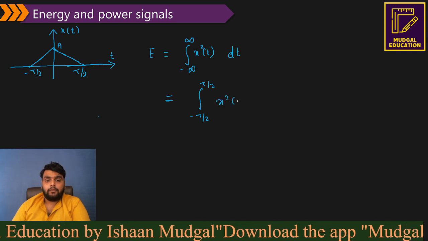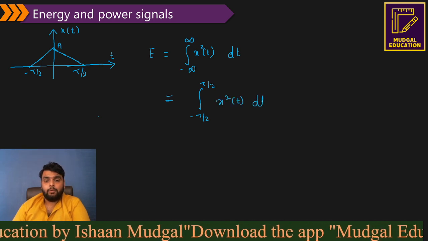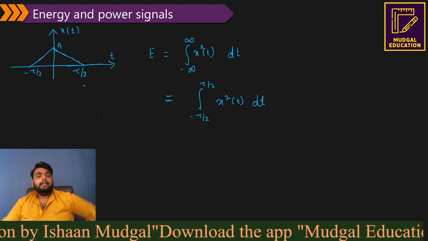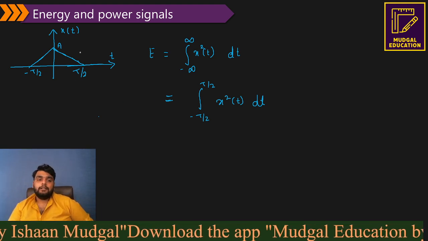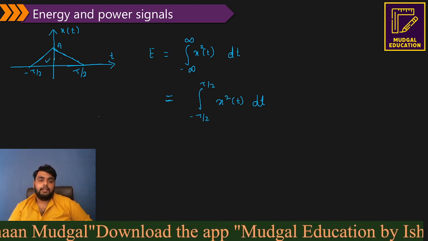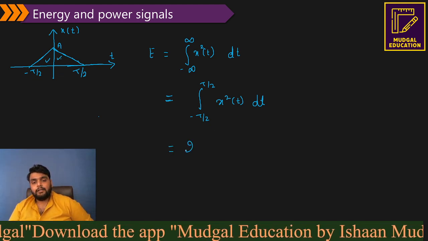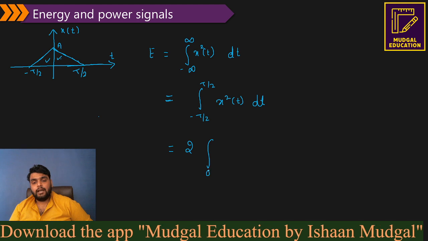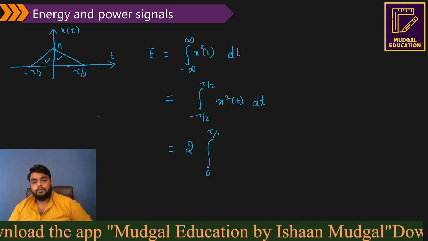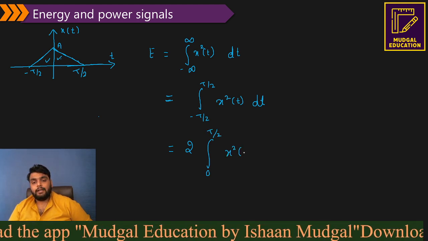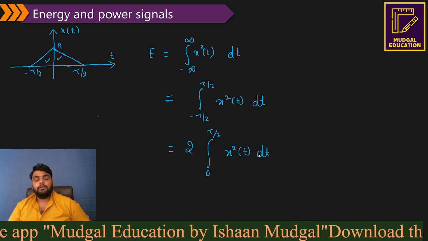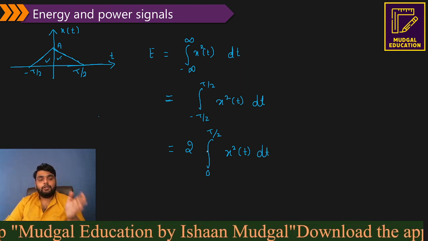This signal is from minus t by 2 to t by 2, right? Now observe again, this is actually an even signal because x of minus t is equal to x of t. For an even signal, I can use the identity: the energy is 2 times the integral from 0 to t by 2 of x square t dt. We only need to integrate one side and put the 2 in front of it.